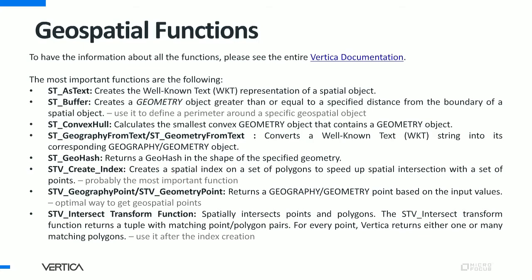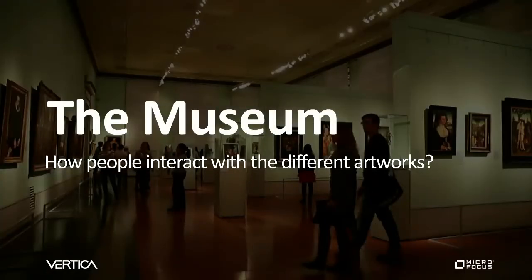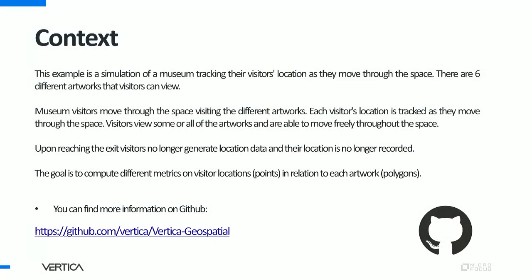So in order to see how this library works, I propose right now to look at a very easy example first, and then we can go through the really interesting one. This example will help us to understand a bit the possibilities of the Vertica Geospatial library. This example and many others are available in the Vertica GitHub. This one is a simulation of a museum tracking their visitors' location as they move through the space. We have 6 different artworks that visitors can view, and the purpose of this study is to find the most interesting artwork. We will compute different metrics around the visitor's location, and we will see all the pieces of art like polygons. So we will do a lot of geospatial during this example.